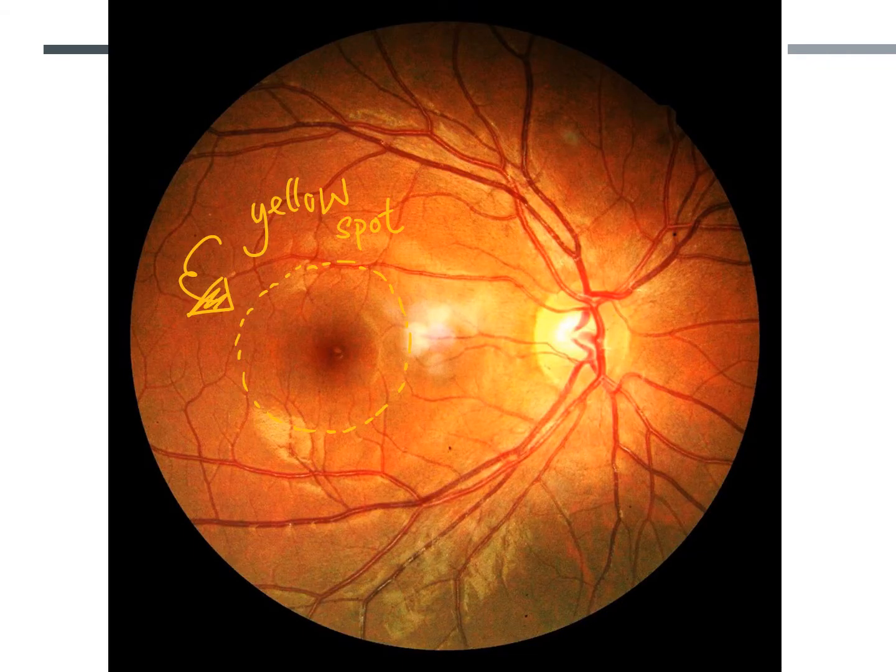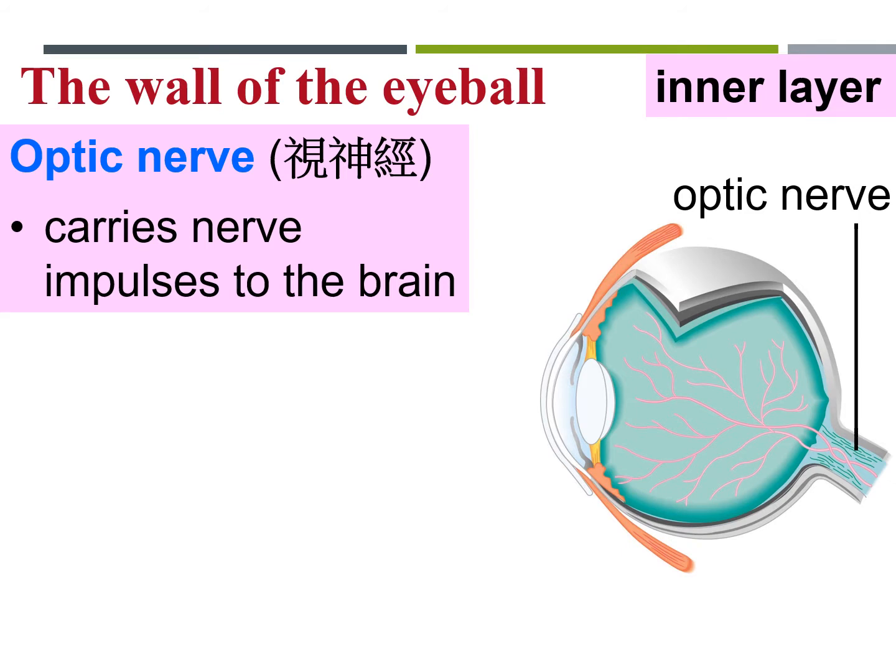If you do an eye examination, you will see the yellow spot on the left-hand side of this picture. It is concentrated with cone cells, the photoreceptors which are responsible for color vision detection. At the back of your eyeball, you have the optic nerve, 視覺神經. It carries the nerve impulse to your brain.